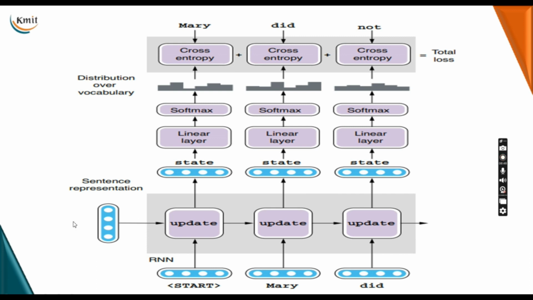So here the sentence representation is given along with the special token, and each RNN will use the updated state. It will discard the cell state and process only the hidden state, and this will be processed through a linear layer and an activation function, which gives a distribution over the vocabulary and generates the output. Now when you observe this figure, we have many things to analyze. This is where the training actually happens.